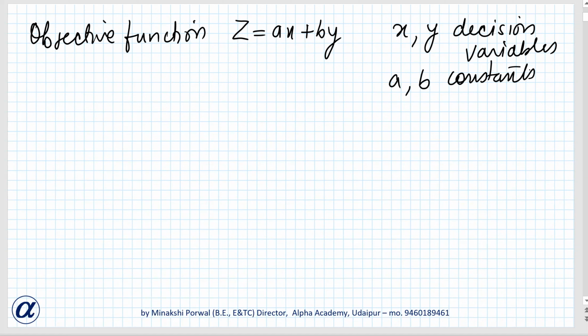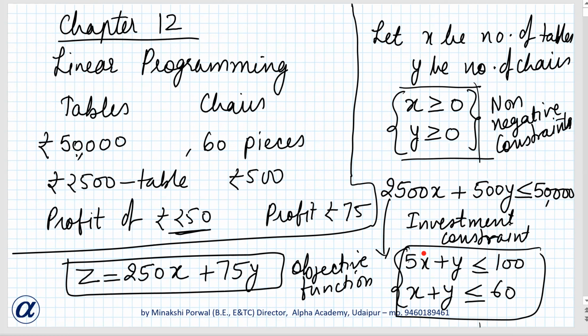Then the constraints we have already discussed. Constraints are actually restrictions on the variables. In linear inequalities or equations, restrictions on the variables are called constraints. That is, x should be greater than or equal to 0, y should be greater than or equal to 0. These are called non-negative constraints because x and y cannot be negative. The number of tables cannot be negative. The number of chairs cannot be negative. And the other two equations we saw earlier also come under constraints. These are also constraints.